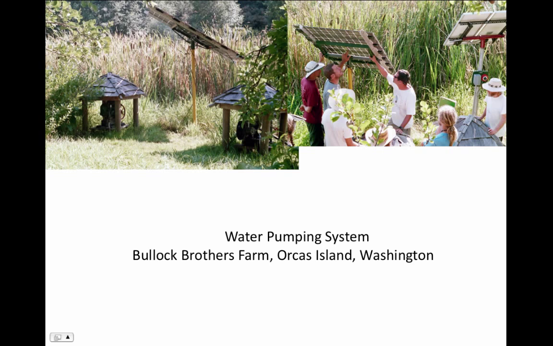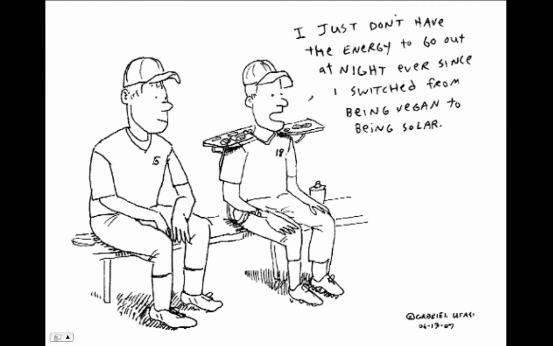So they just use these simple solar systems connected directly to some simple pumps underneath these little tiny houses that they built. And it would pump the water up the hill. And once the water was at the top of the hill, you could just use gravity to feed it down whenever you wanted. So here's a little cartoon saying, "I just don't have the energy to go out at night ever since I switched from being vegan to being solar."